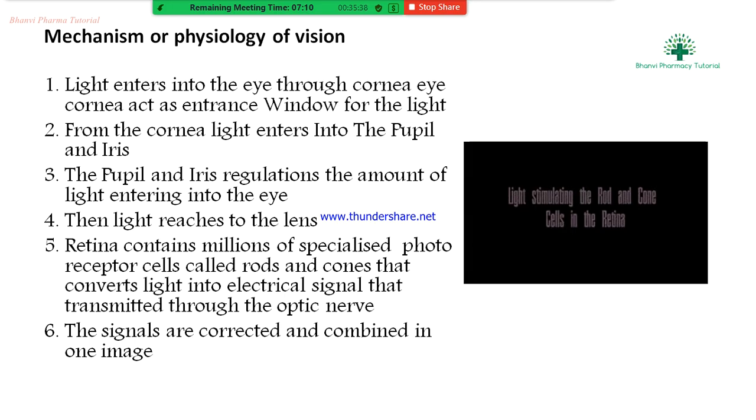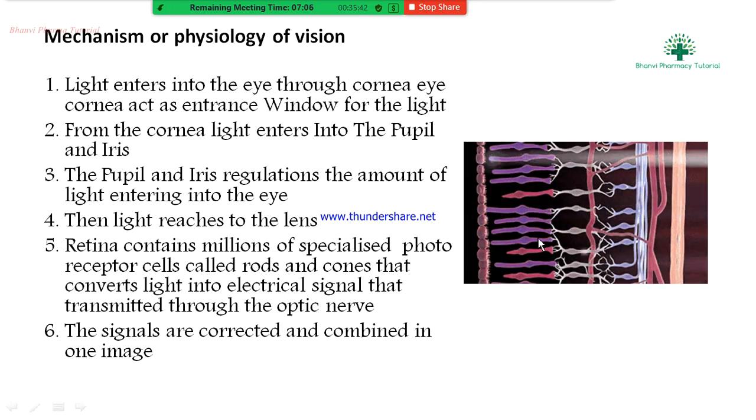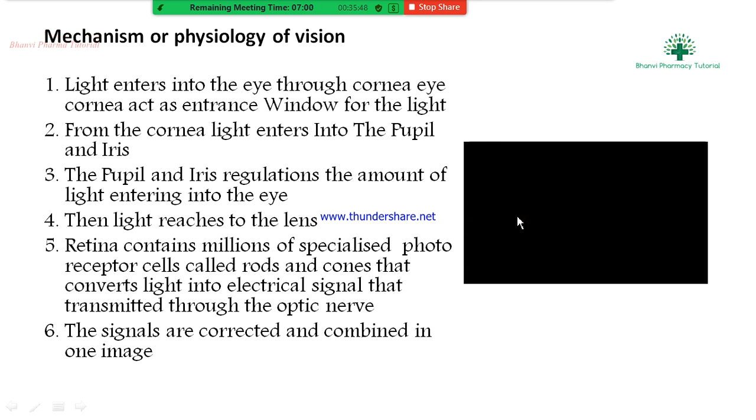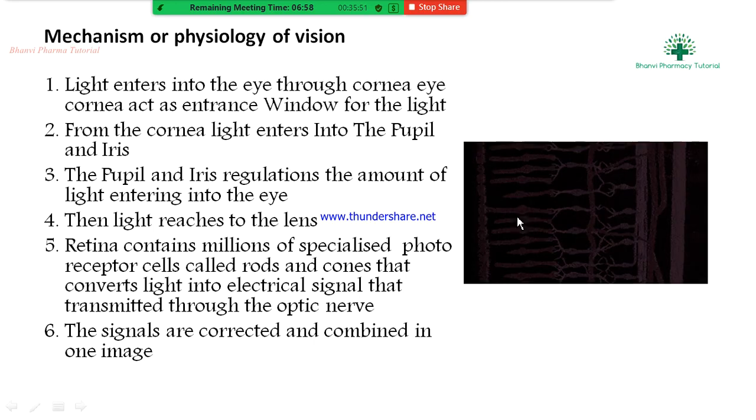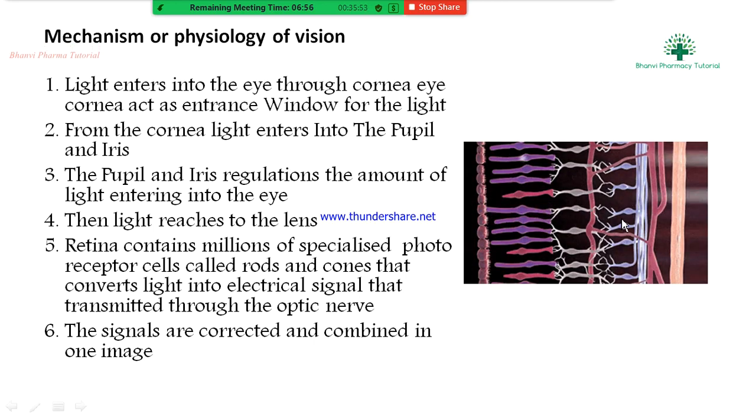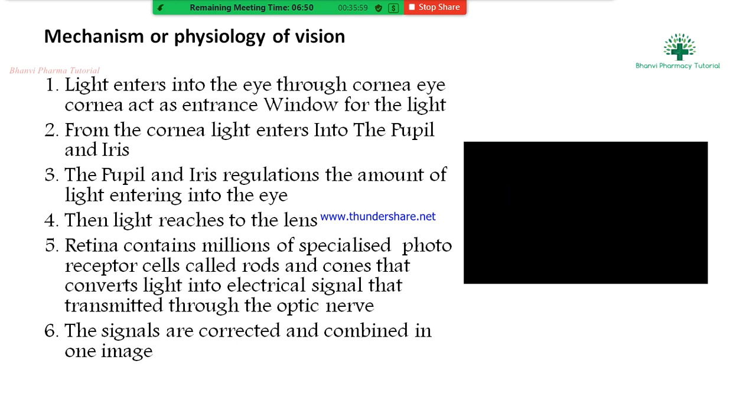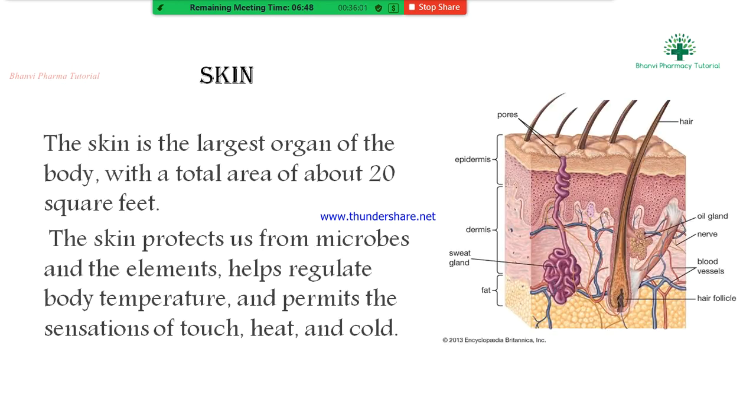It is very important. If you see the diagram, you will understand this. These are the light rays. What happens to the light? These are rod cells, and these colored cells are cone cells. The white cells are rod cells. This is the mechanism of vision.